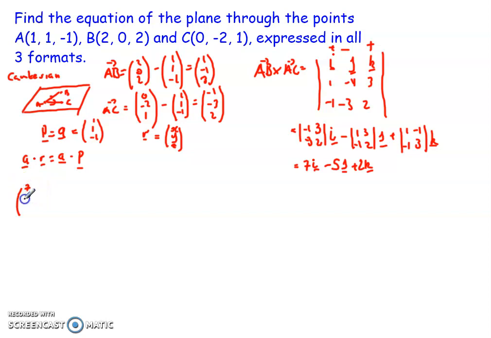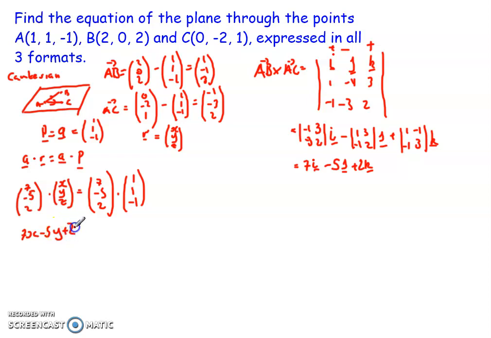So what I've got now is 7, negative 5, 2, scalar product with my x, y, and z equals the normal, 7, negative 5, 2, scalar product with my p, which is 1, 1, negative 1. So from that I can write it out that 7x minus 5y plus 2z on the left is equal to, well, I've got 7 minus 5 minus 2, which is 0. So there you go. That's the Cartesian form of the equation of the plane containing those 3 points.